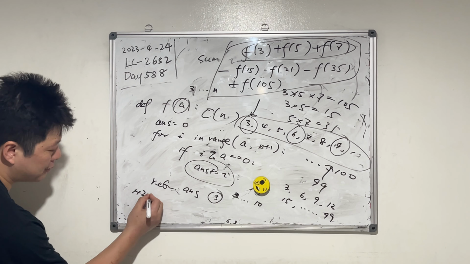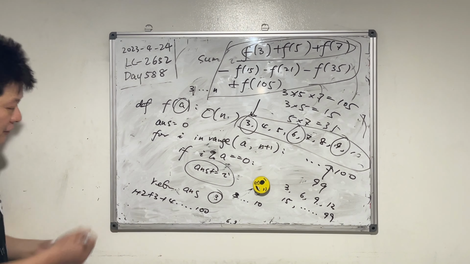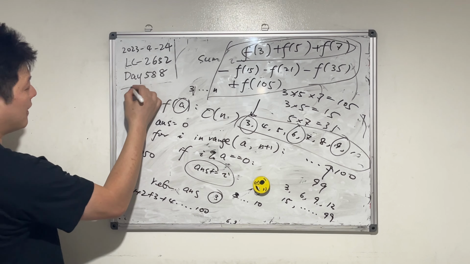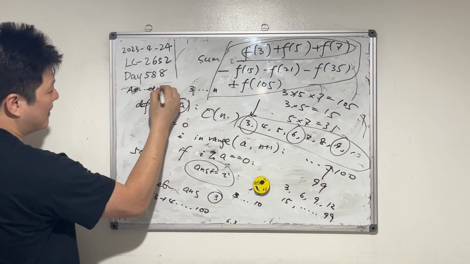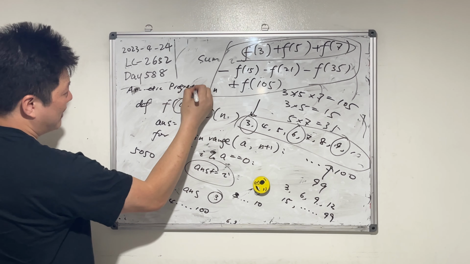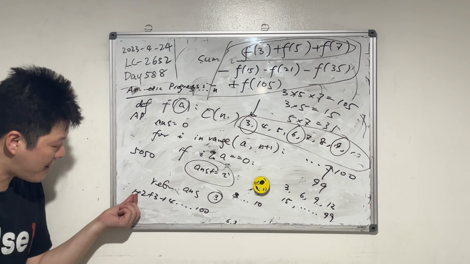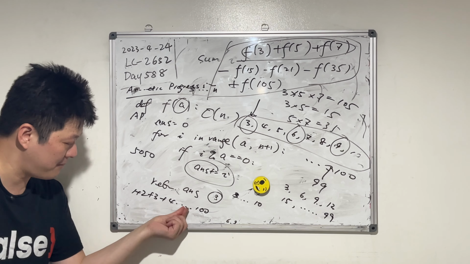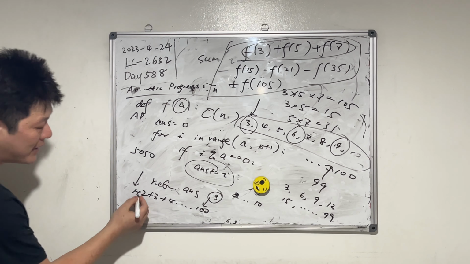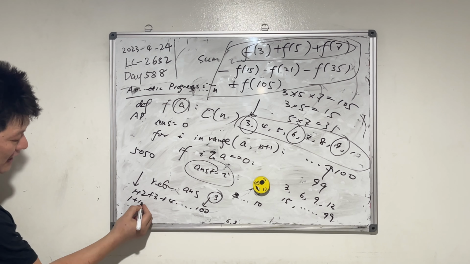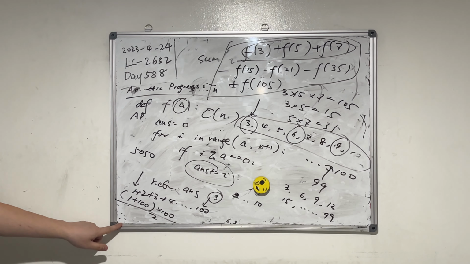Okay, so 1 plus 2 plus 3 plus 4 up to 100. You know that, right? What's the sum? 5050, right? This is called an arithmetic progression, AP numbers. Every neighboring distance is the same. So we can use the formula, right? The first item plus the last item, times how many of them, divided by 2. We know that, right? So this is the same thing.